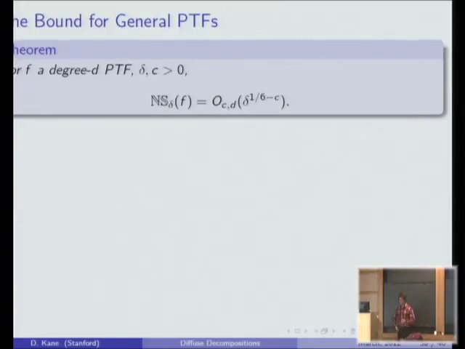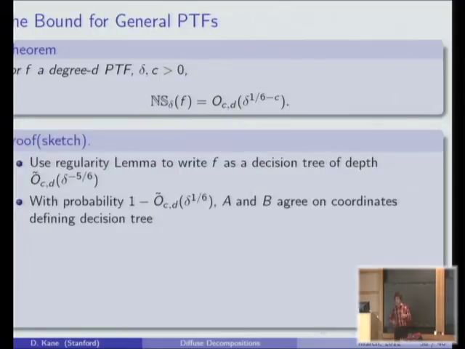So the next thing to do is we want to get a bound for general PTFs, so we can get a bound that's O of delta to the 1/6 minus an arbitrarily small constant. And the point here is that we want to use our regularity lemma to reduce to the regular case. So we write f as a decision tree of depth about delta to the minus 5/6. Now we note that since a and b agree on all but a delta fraction of their coordinates, there's a probability of 1 minus about delta to the 1/6 that they agree on all of the coordinates defining the path down the decision tree that we happen to take.